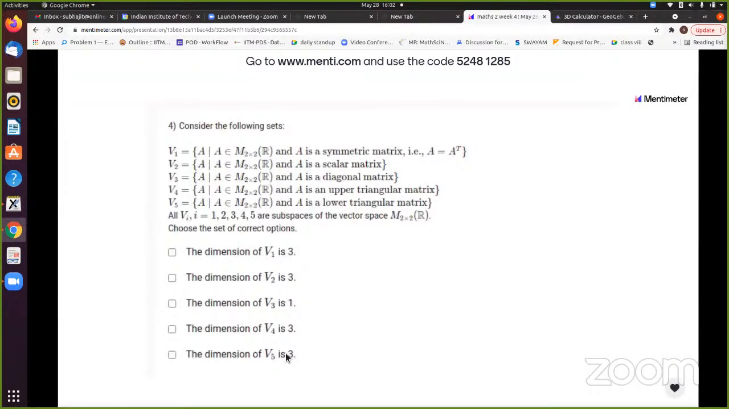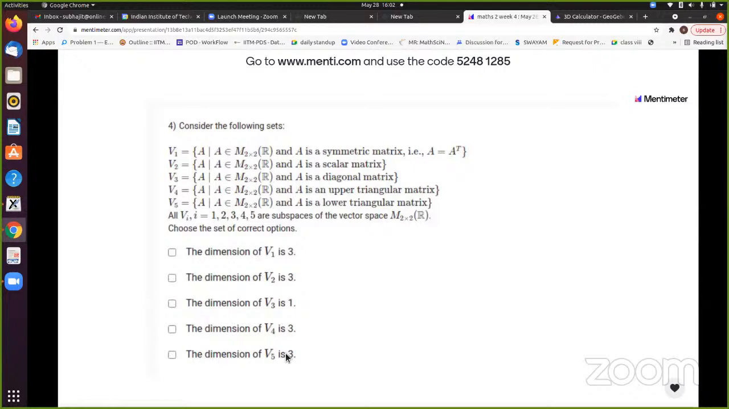This is the last major thing we have to discuss today. We talked about matrices, so a set of matrices can form a vector space with matrix addition and scalar multiplication. Now suppose we are starting with a symmetric matrix, A equal to A transpose. So this is V1.